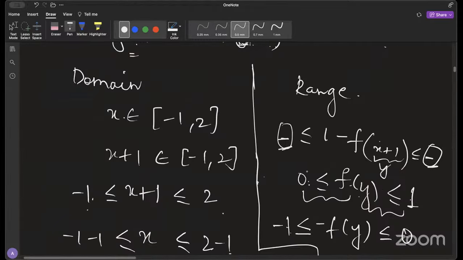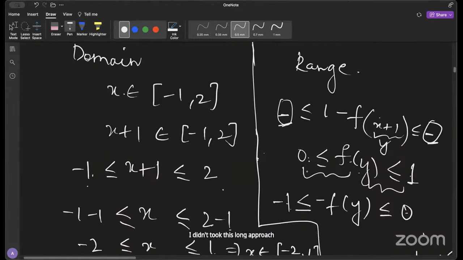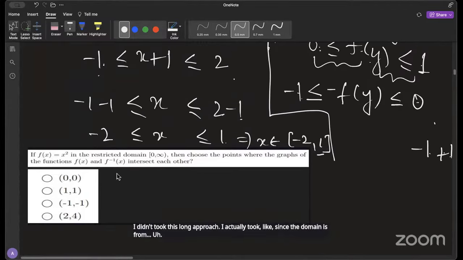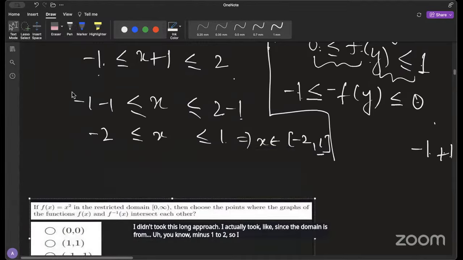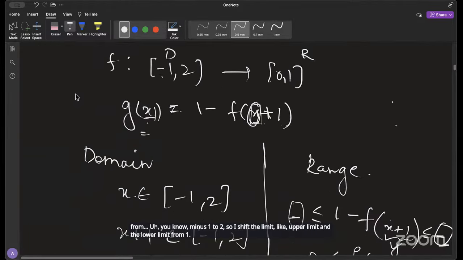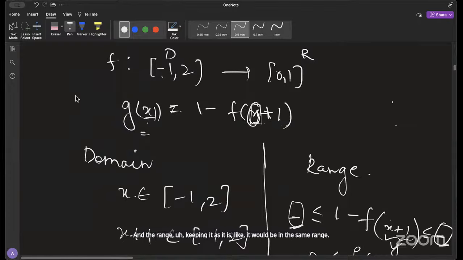I didn't take this long approach. I actually took, since the domain is from -1 to 2, I shifted the upper limit and the lower limit by 1, keeping the range as it is, so it would be in the same range. So do we have to go by this long approach, like how we approached it? No, no, you just have to get the answer.